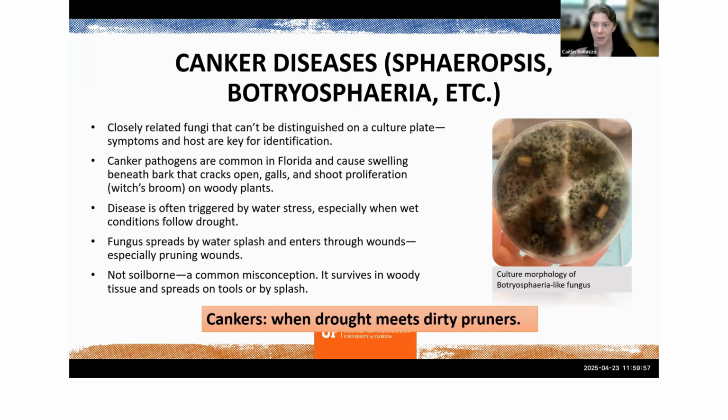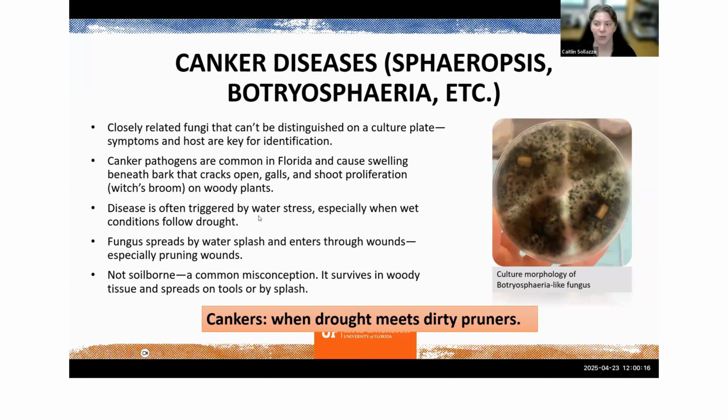like 50 buds or 15 buds all coming out of the same spot where there would be only one bud. So it kind of looks like a witch's broom. So one thing that has been determined is that it's very often triggered by drought. But the most important thing is it's usually after wet conditions follow a drought.